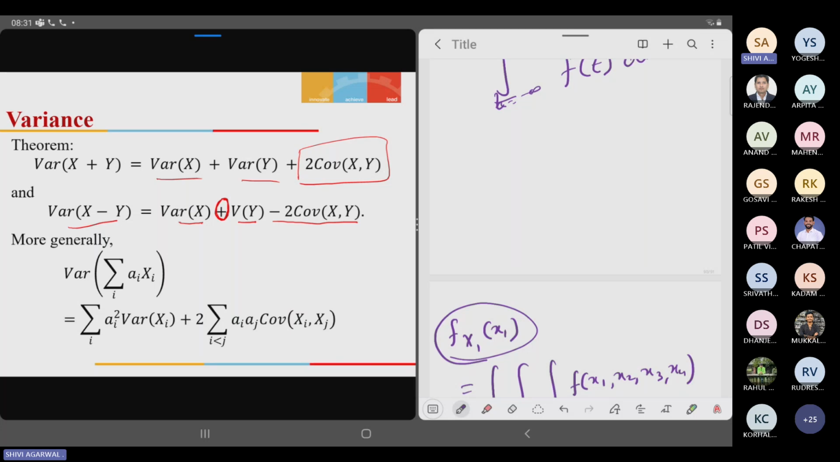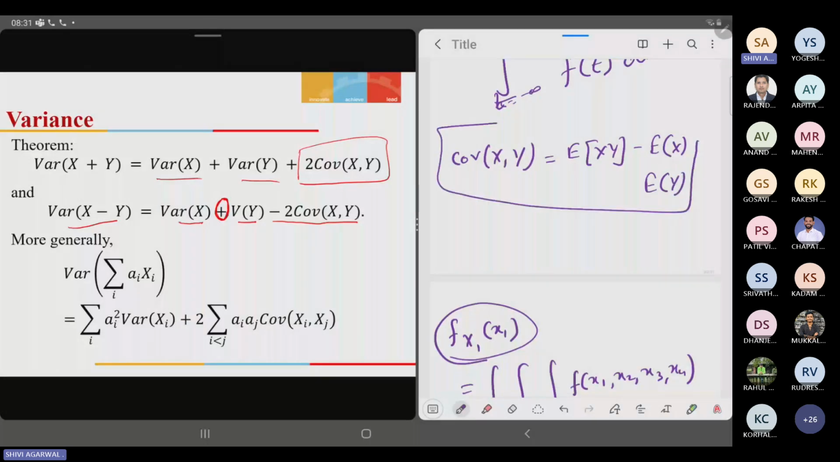So we are just talking about the covariance of xy. In a proper manner, covariance of xy is the expected value of xy minus expected value of x into expected value of y. This is the formula to calculate the covariance here. Okay, and that covariance is just showing the linear relationship between x and y.